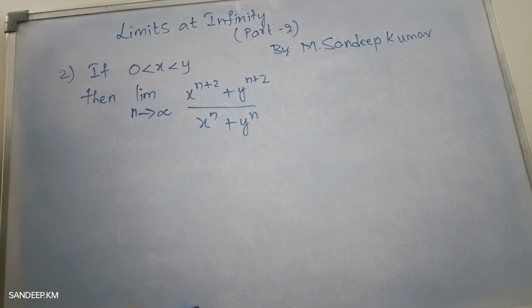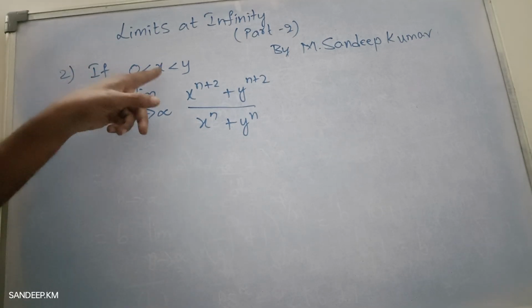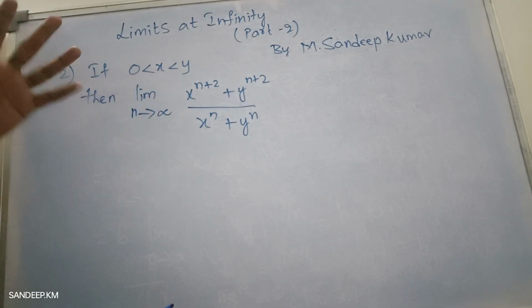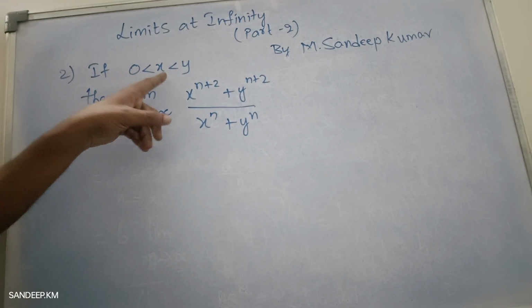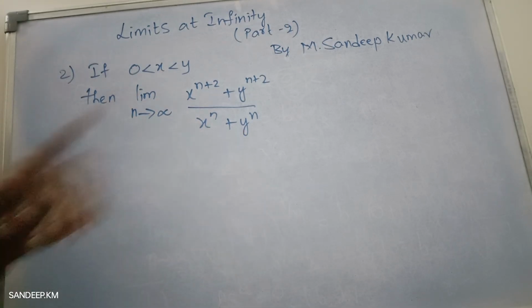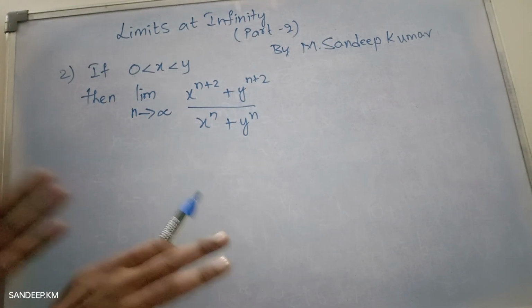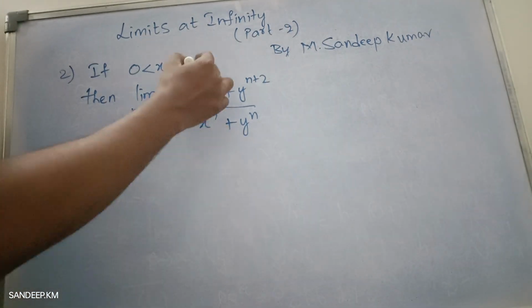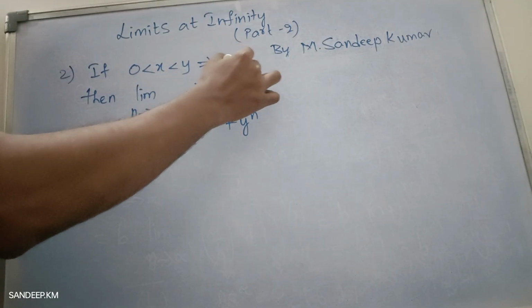So in our second question, again they told 0 is less than x less than y, obviously like in the previous question. So this is the condition given. They told us to find the limit of this particular function. Here also, if you observe this condition, this means x by y is less than 1.